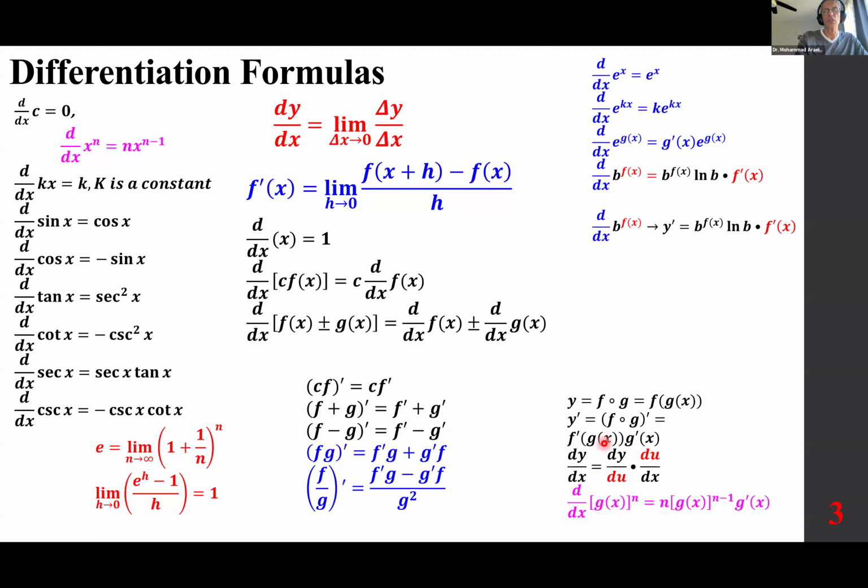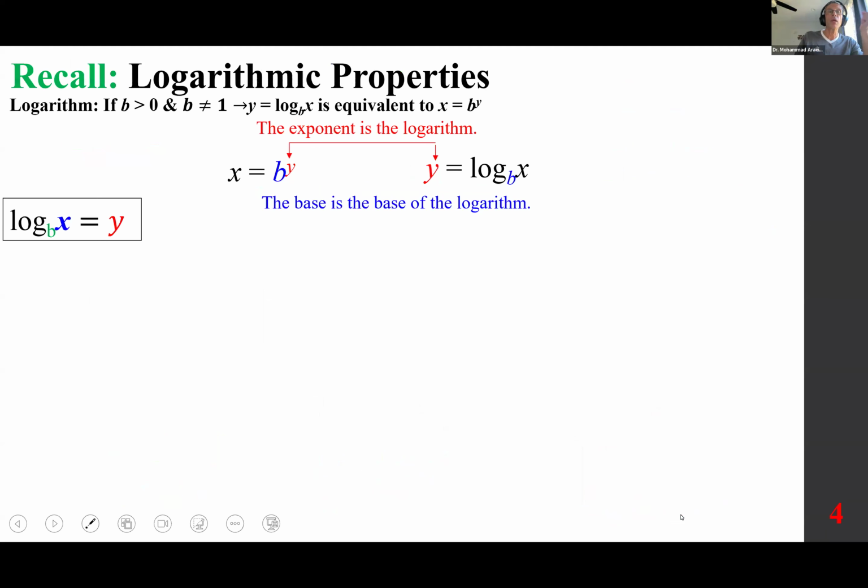If it's f of g, the derivative is f prime of g of x times g prime. In Leibniz's notation, dy/dx is dy/du times du/dx. And if we go back to the power rule, the extended power rule, the derivative of g of x to the power of n would be n g of x to the power of n minus 1 times g prime. So this is the synopsis of differentiation formulas. Everybody should be comfortable. Also, I want to remind you of logarithmic properties.